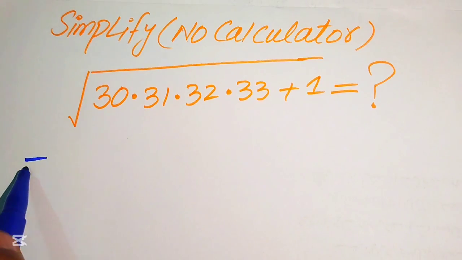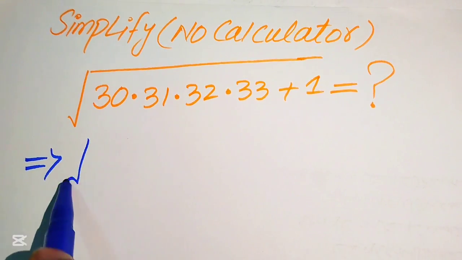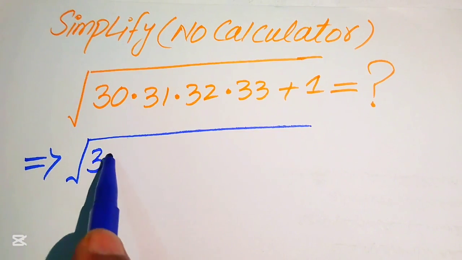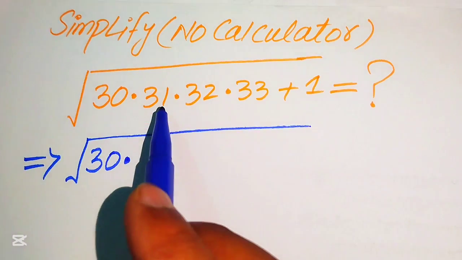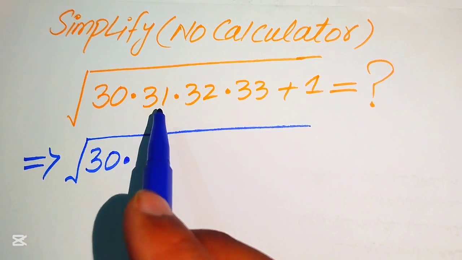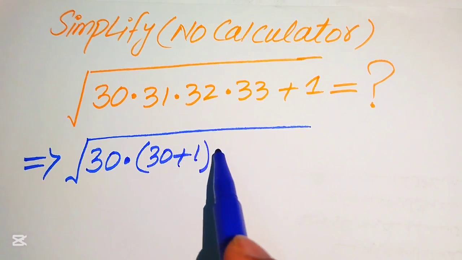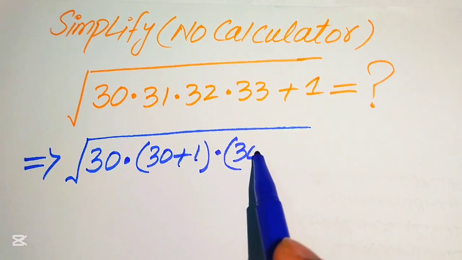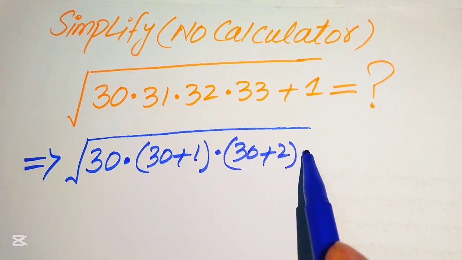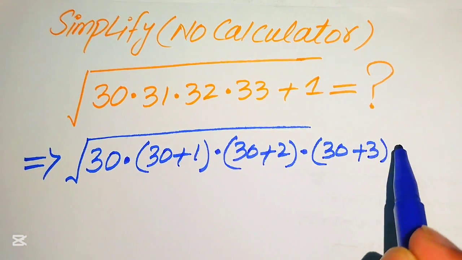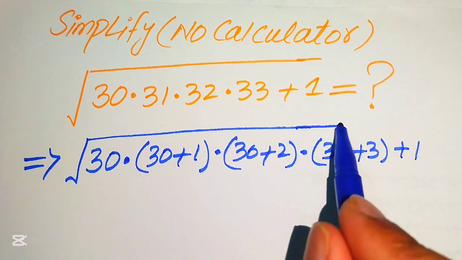Now the very first step we are going to do is rewrite this expression. This is 30 multiplied by this 31, which we write as 30 plus 1. This is 32, we write it as 30 plus 2. This is 33, we write it as 30 plus 3, and plus 1.